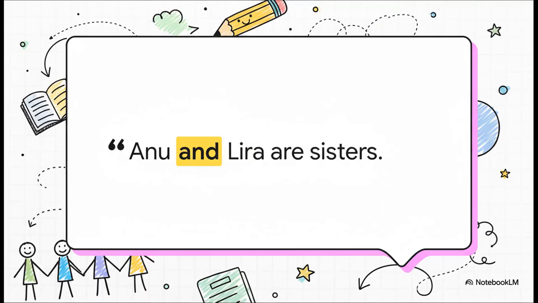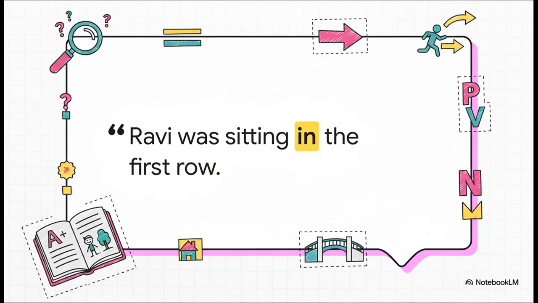Our workbook shows us another really simple example on page 2. Anu and Lyra are sisters. The word and connects those 2 people. Now, our main sentence doesn't actually use a conjunction, but this shows you a really key tool for building bigger, more complex thoughts. Now for a different kind of connector, the preposition. These little words are awesome. They tell us about relationships, usually where or when something is.